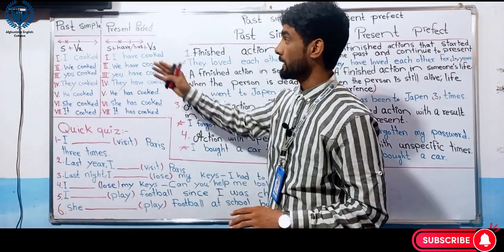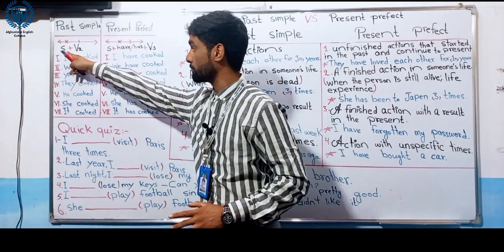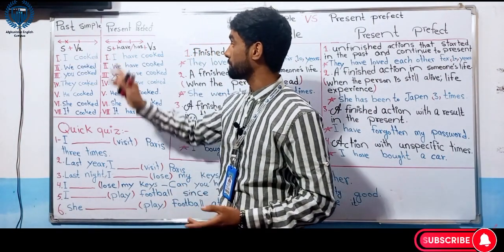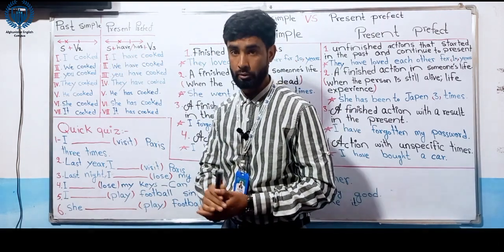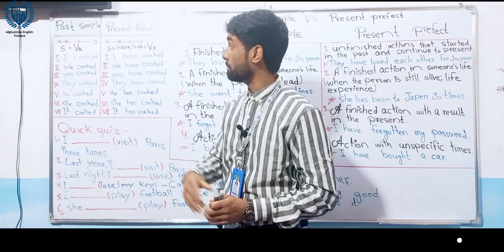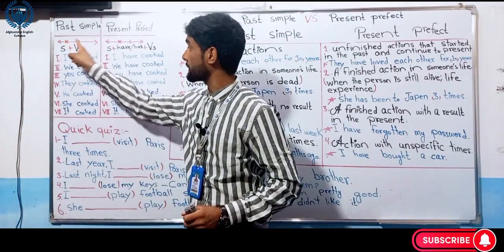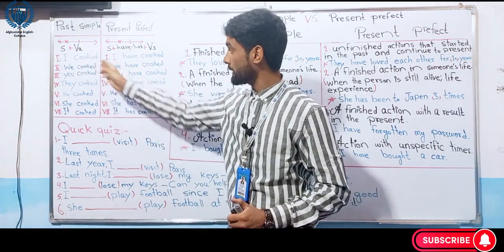Firstly, initially, the past simple has a different structure. We use subject plus verb 2, and in the present perfect we have subject plus have or has plus verb 3. These two tenses have different structures, but they both show a past action. So look at these examples.